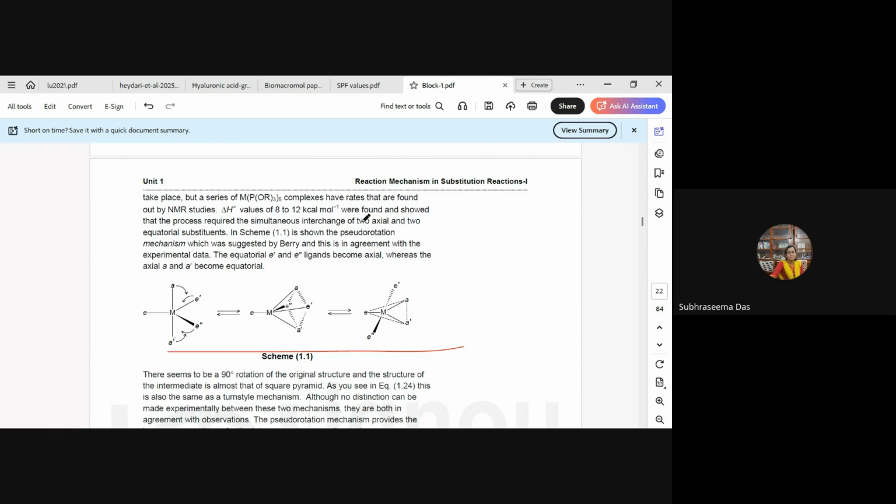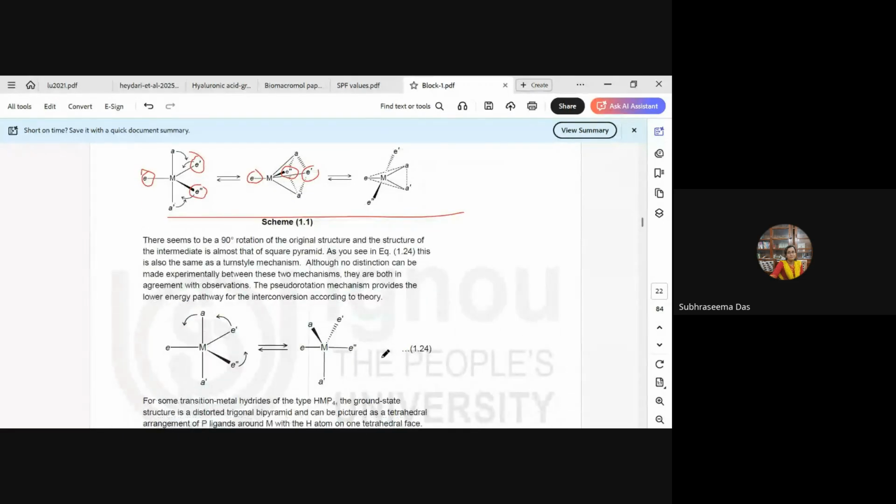The pseudo-rotation mechanism has been shown, and how the equatorial positions, that is E and E dash, become axial. Here you see this is the equatorial position E dash, and here it is E. If this is E dash and this is E double dash, here this is E double dash and this is E dash. So how there is interconversion, equatorial becomes axial, axial becomes equatorial, has been shown here in this scheme. There is a 90-degree rotation on the original structure.